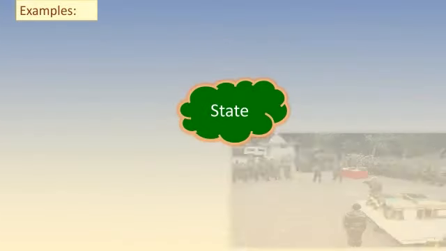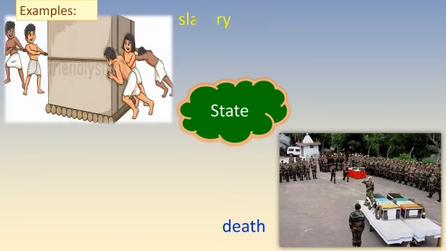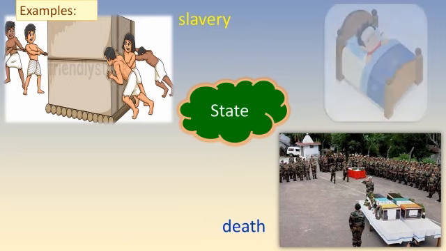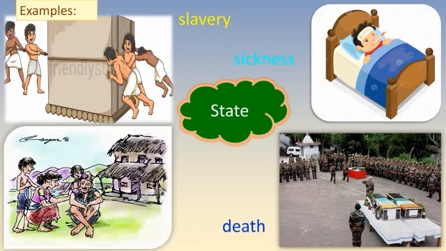Some more examples: death, slavery, sickness, poverty. So here, slavery, sickness, poverty, death are examples of abstract nouns showing the state.